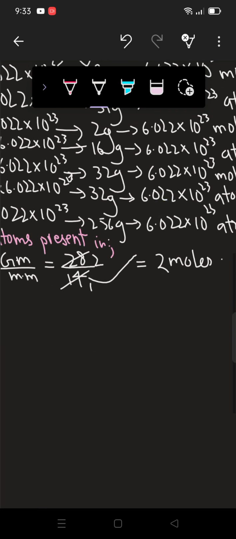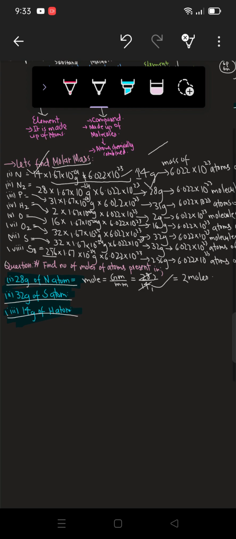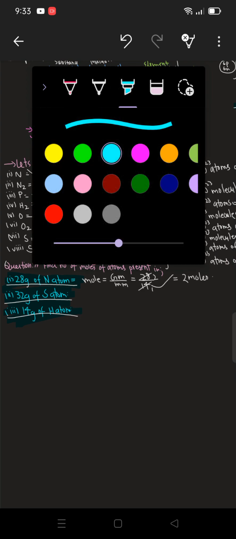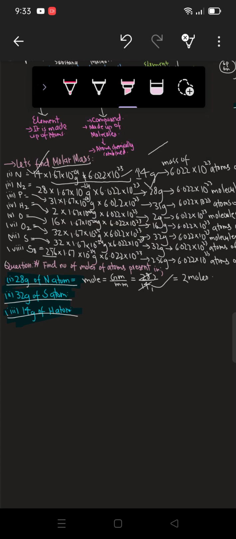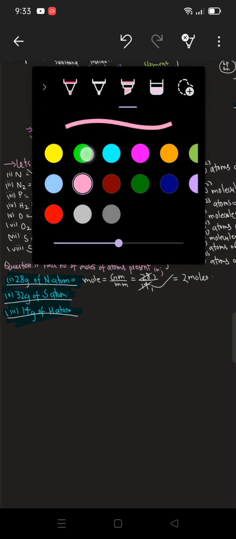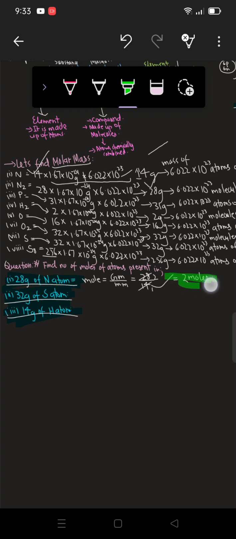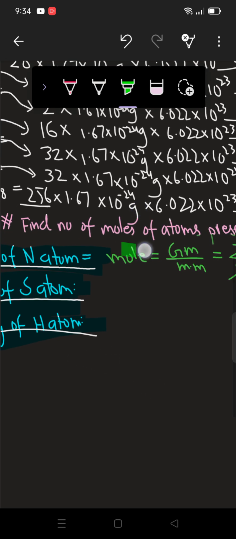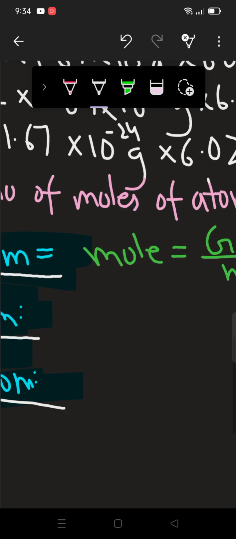So how many moles would be present in the 28 gram of nitrogen? There would be 2 moles present in the 28 gram of nitrogen atom. I hope this is now very clear to you guys. Okay, now let's solve the second one, and that is very easy as well.